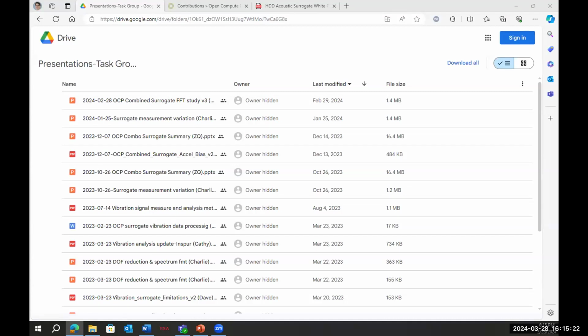Let me ask, Kathy and Jennifer, was there anything that you wanted to have represented in this folder that you would like to make sure is put into the document that we're writing?